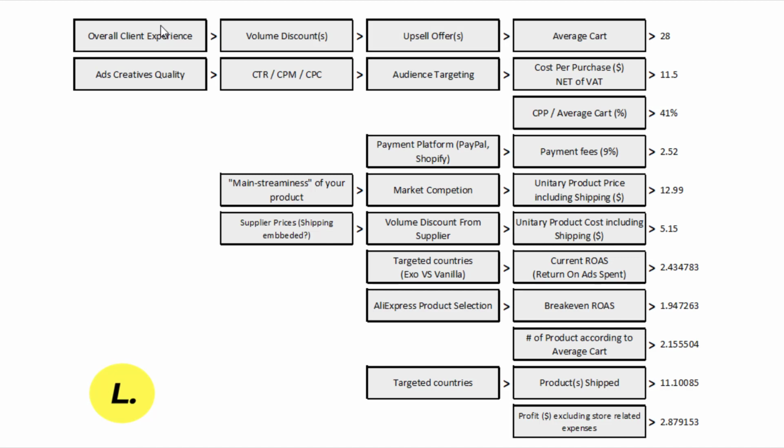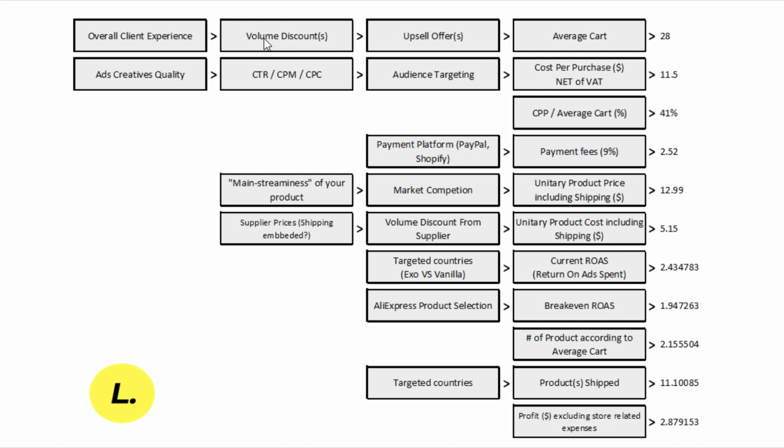So that's key. Then you can have volume discount. So you can put incentives so that the client is pushed to buy more. So you can have, for example, 20% off for 2 products, 50% off for 4, etc. So that's something that can push your average cart up.